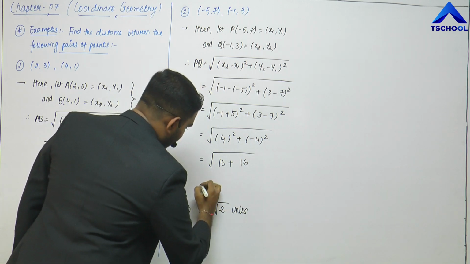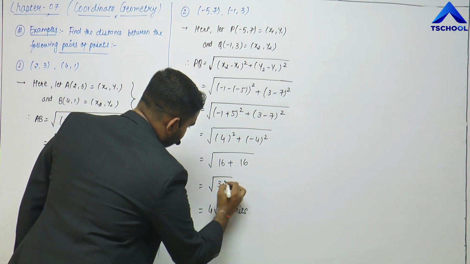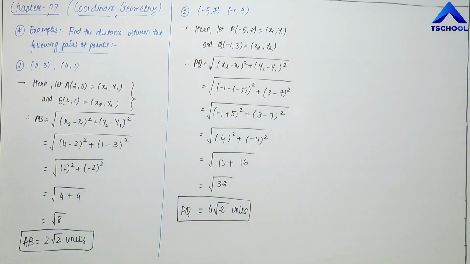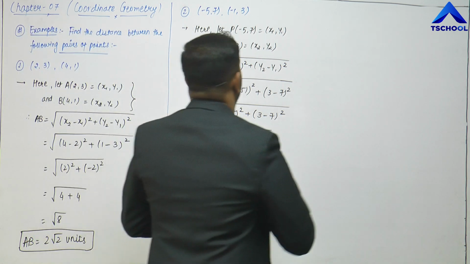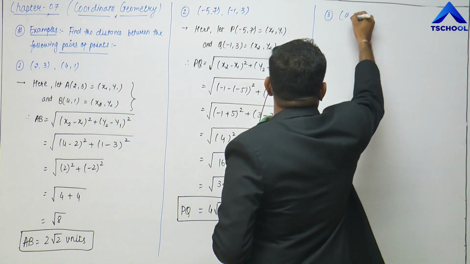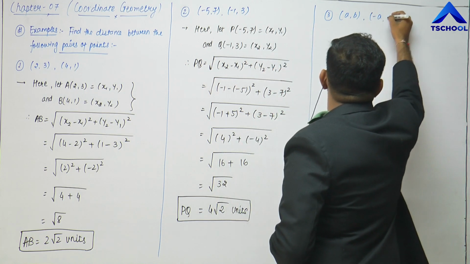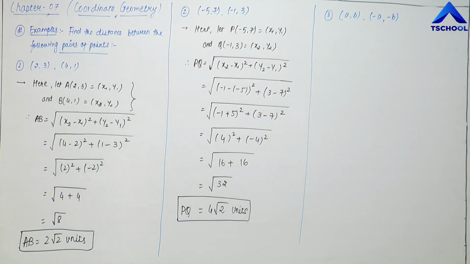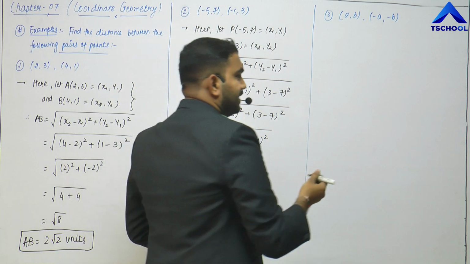Is it clear, friends? So that is 4 root 2 units, right? Now let me solve one more example here: if I am having the distance between a general point a comma b and minus a comma minus b, I need to find out the distance between these 2 points here. So what is the thing that happens here?